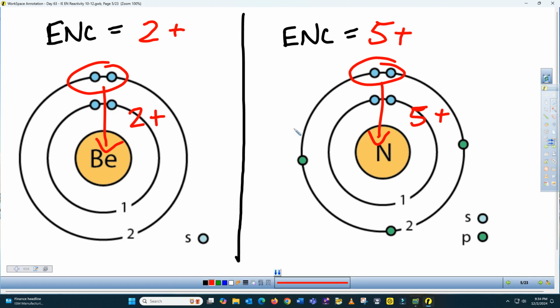All right, so when it comes to stealing electrons, it's going to be easier to steal one from beryllium because those electrons are going to be a little bit farther away, and the +2 ENC, that's an easier force to overcome to steal that electron.